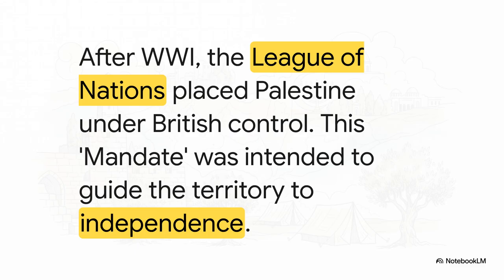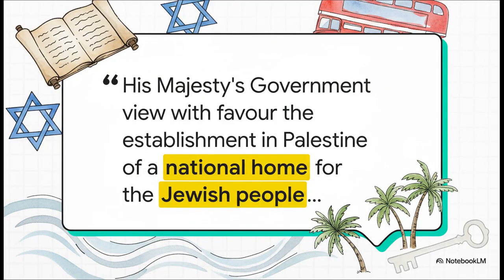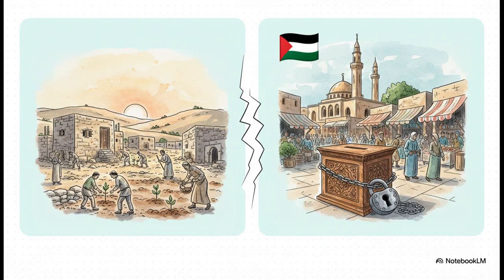But Britain had already been making some very big and, as we'll see, very conflicting promises about who this land really belonged to. And the most famous of these promises, the one you've probably heard of, is the Balfour Declaration from 1917. It's a letter from the British government saying they support creating a national home for the Jewish people in Palestine. But, and this is a huge but, pay close attention to the second half of that sentence. It promised that nothing would be done to harm the rights of the non-Jewish communities already living there. And right there, that's the core of the problem.